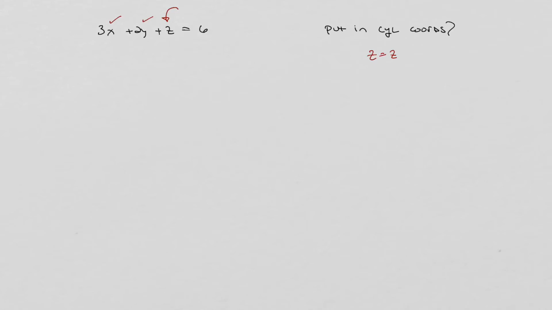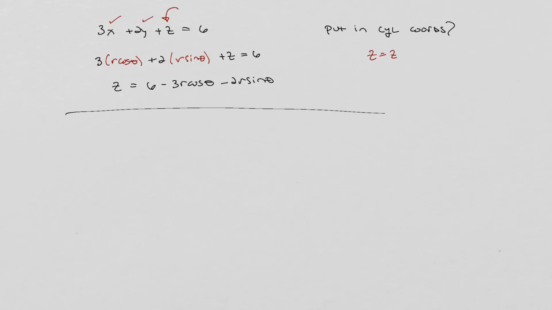So if you remember, x is the same thing as r times cosine theta. Right? Y is the same thing as r sine theta. Right? And then I've got my z and I've got my 6 hanging out there. So when you solve this for z, you just get z equals 6 minus 3r cosine theta minus 2r sine theta. Okay. Let's try another one.